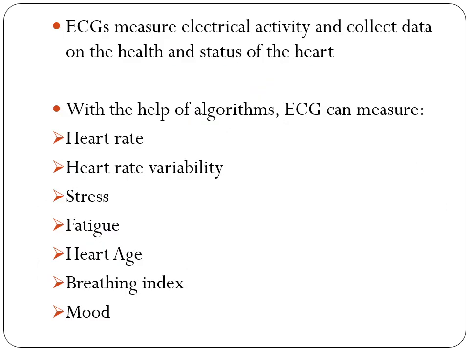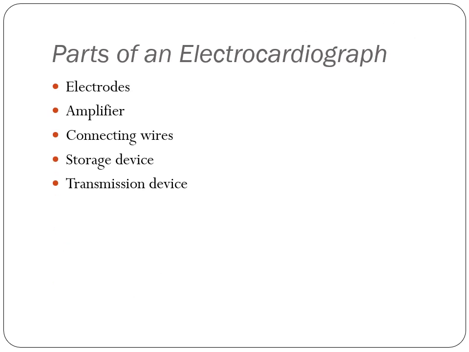ECGs measure electrical activity and collect data on the health and status of the heart. So what can ECG measure? We have our heart rate variability, stress, fatigue, heart age, breathing index, and sometimes mood. Here are the parts of an electrocardiogram. This is wrong. This should be cardiogram. We have our electrodes, amplifier, connecting wires, storage device, and transmission device. So we will go through these parts one by one.